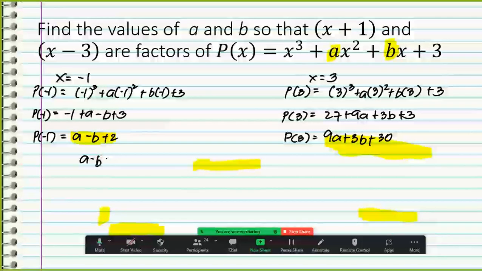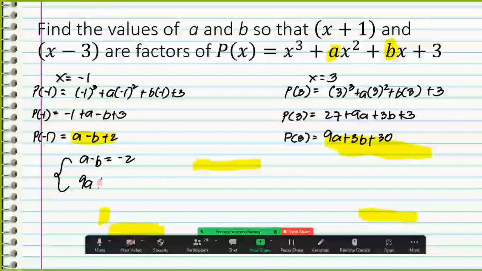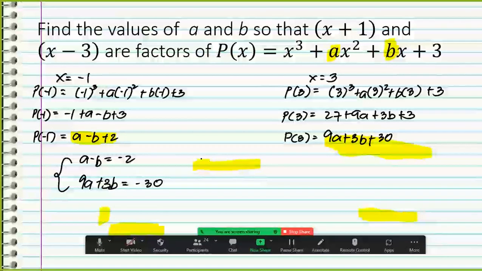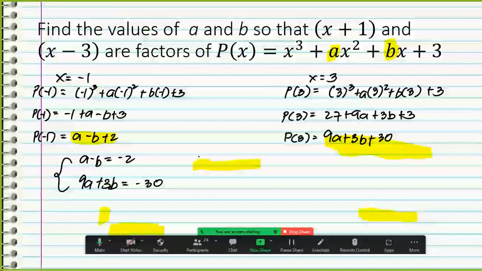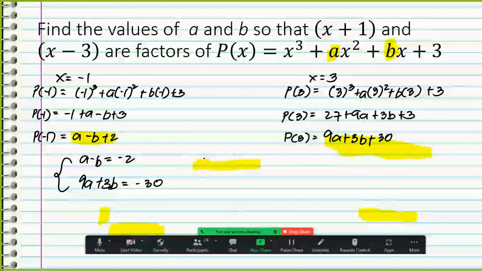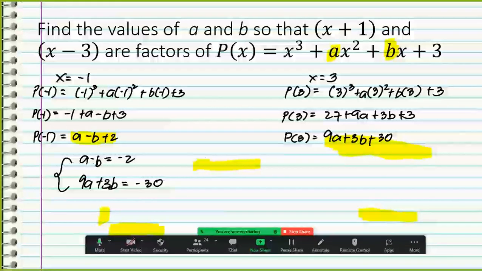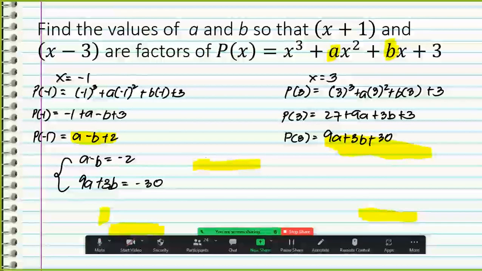So, meaning to say we have a minus b equals negative 2. Then we have 9a plus 3b equals negative 30. So that's your system of equations. Now we will solve a minus b equals negative 2. Then we have to solve. You may solve for the variable a or the variable b depending on your decision. But let's say we will solve for the variable a.